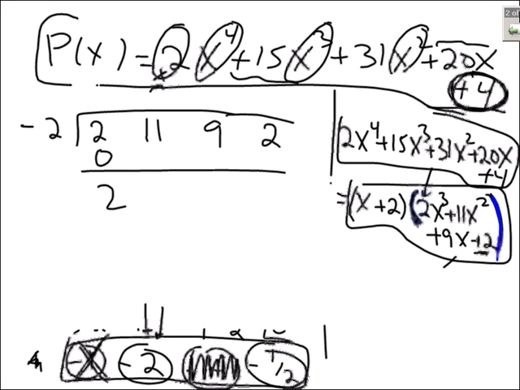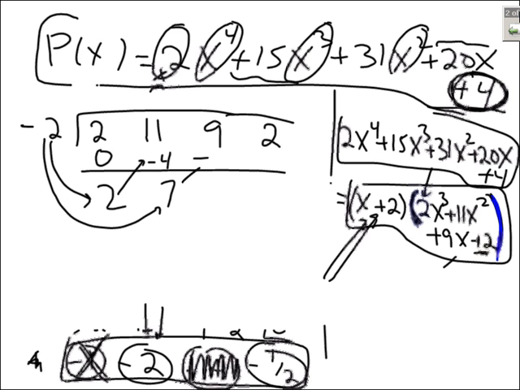Now, yes, -2 already worked, but it may work again. -2 times 2 is -4. You add, you get 7. You multiply and put it up there, you get -14. You add, you get -5. You multiply these two, it goes there, it's -10.